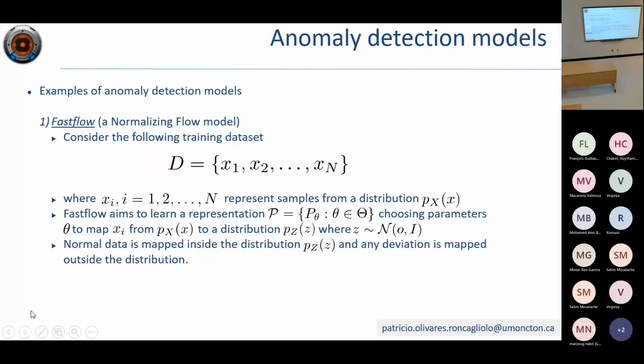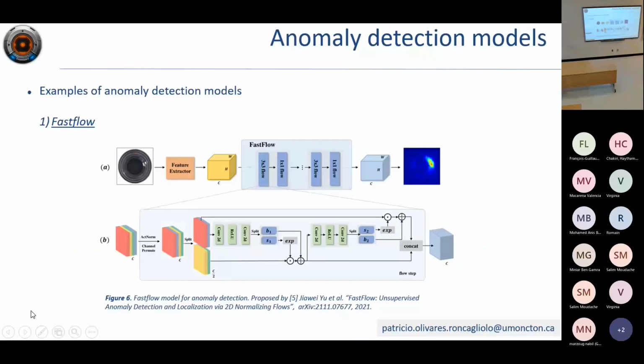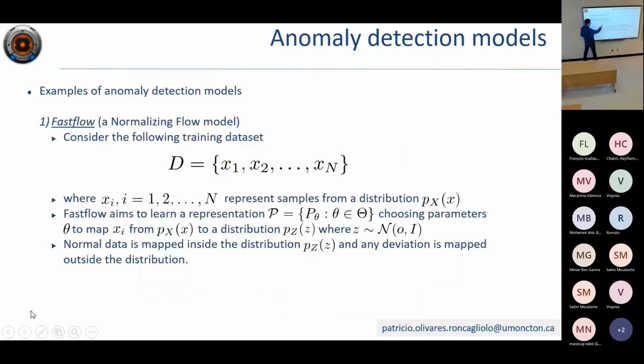In that sense, what FastFlow does here is once again very similar to the pipeline that we checked before, but here, once you have the extraction of features.